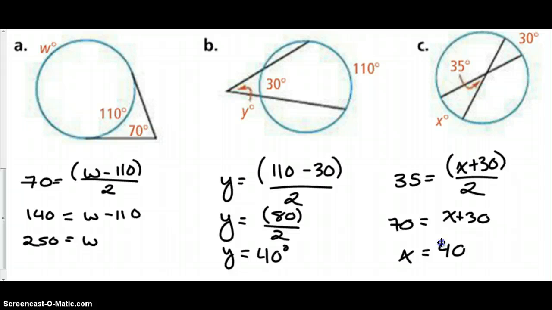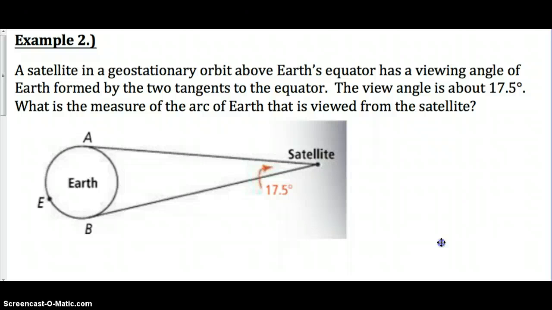That's pretty much all that we have to do with angles. That's pretty much setting it up. Now let's take a look at an application. So if I have a satellite that is in a geostationary orbit, which means it doesn't really move, its altitude doesn't change above Earth's equator, and it has a viewing angle of Earth formed by two tangents to the equator. The view angle is about 17.5 degrees. What is the measure of the arc of the Earth that is viewed from the satellite?